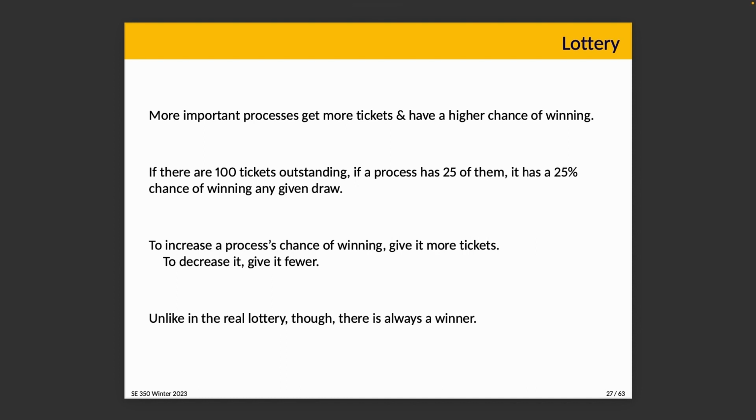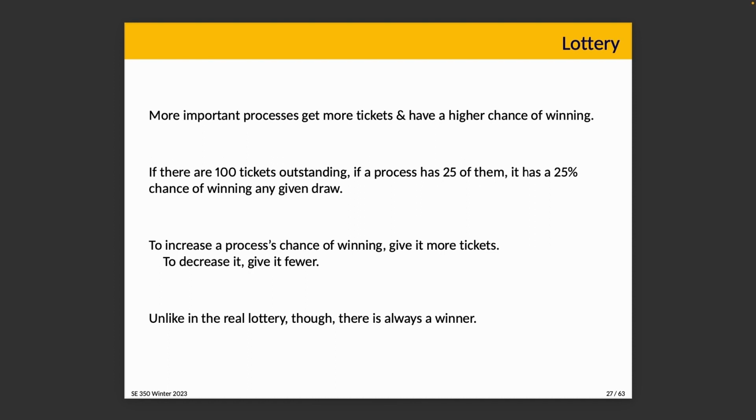More important, maybe in quotation marks here, processes have more tickets and therefore a higher chance of winning. If there are 100 tickets outstanding and our algorithm is sufficiently random, which again is a big catch because computers are really only good at pseudo-random numbers, and a process has 25 of them, it has a 25% chance of winning the draw. If you want to increase the process's chance of winning, you give it more tickets. If you want to decrease it, it gets fewer. So if we want to increase the priority, we give it more tickets. If we want to decrease it, we give it fewer tickets.